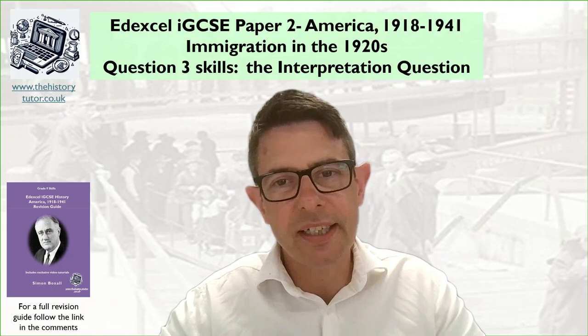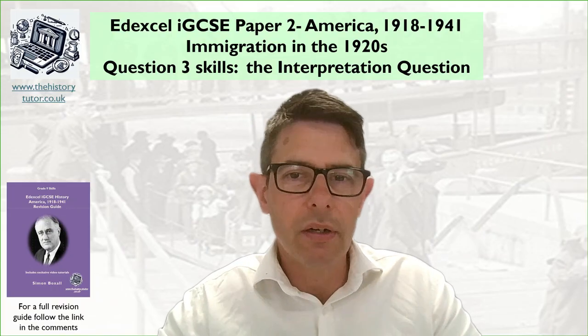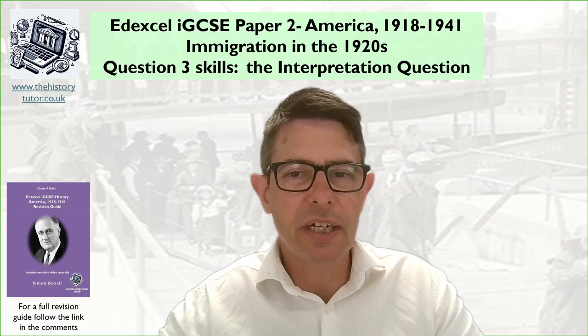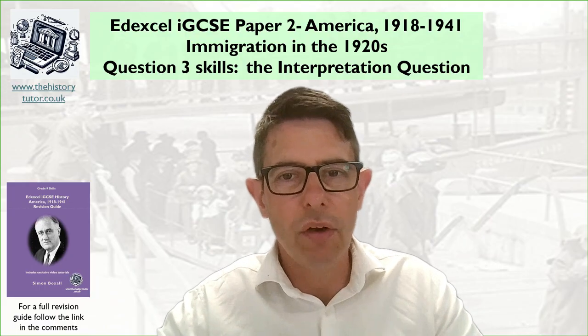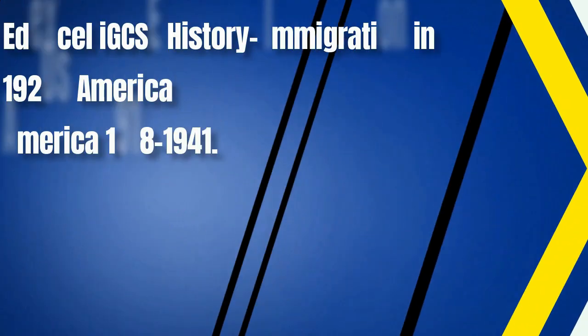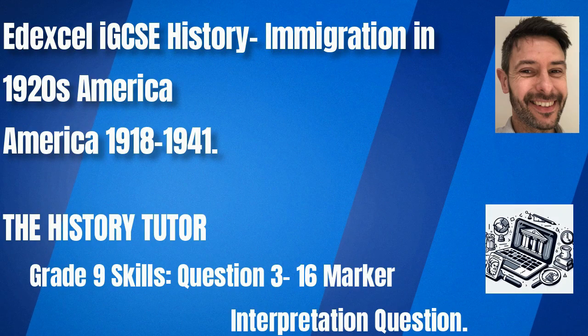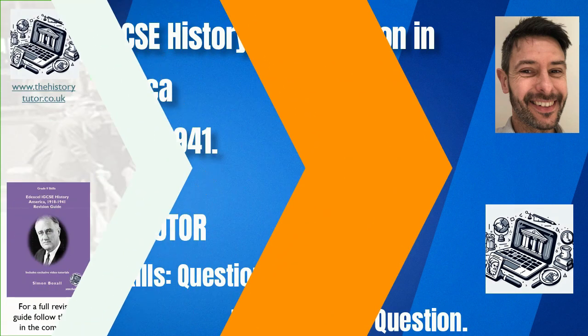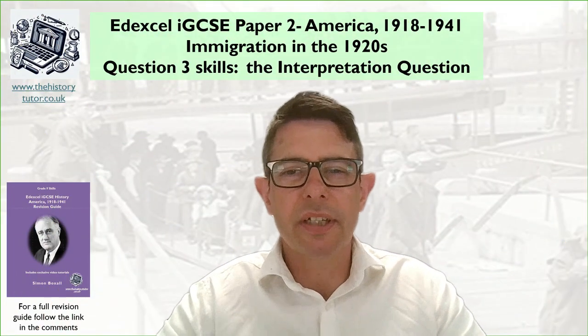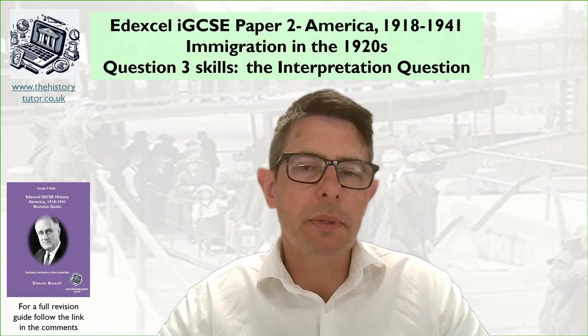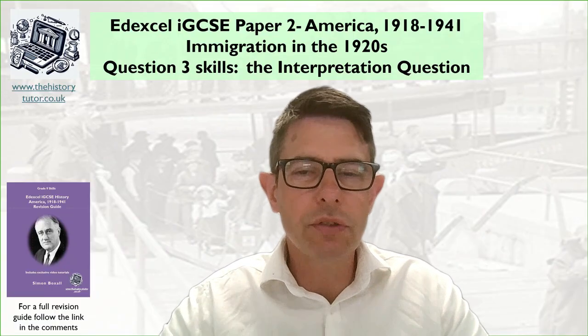We're going to be looking at question 3 and how to use the two sources and the interpretation together for that big question at the end of your exam topic. In this video we're going to work towards some skills for question 3. The topic will be on immigration in the 1920s, so do revise your knowledge on that.